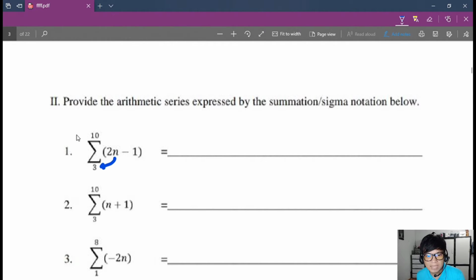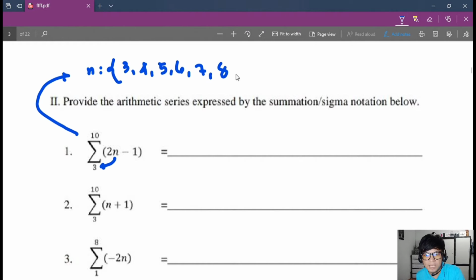So, yung value ng n natin dito: 3, 4, 5, 6, 7, 8, 9, 10. Ito yung first value kasi ng n. Ito yung pinaka-last according dun sa kanina na description ng sigma notation. So all you have to do is find the terms in a sequence.